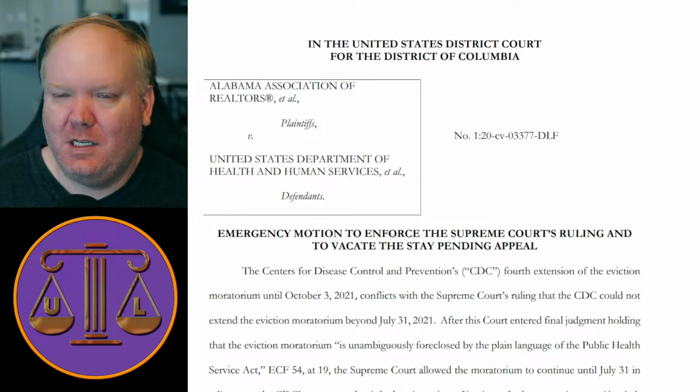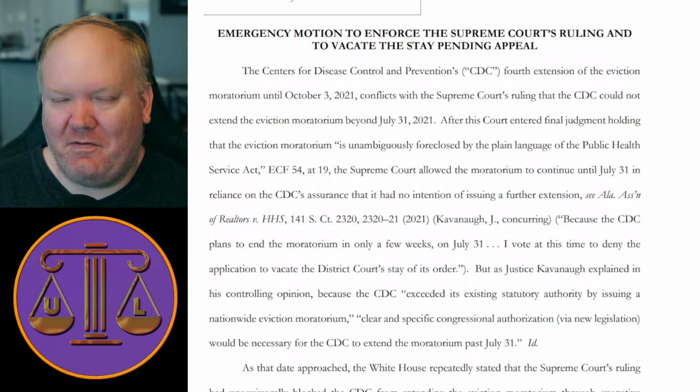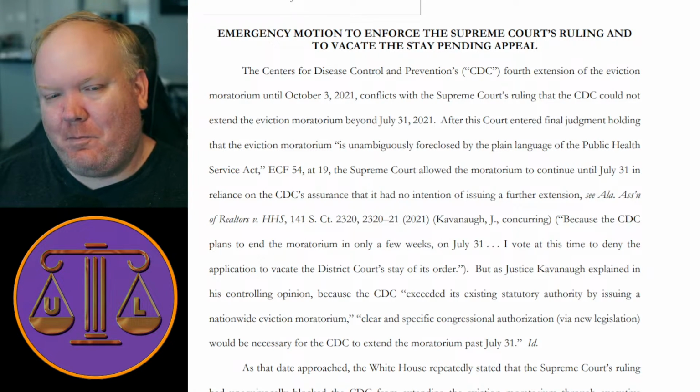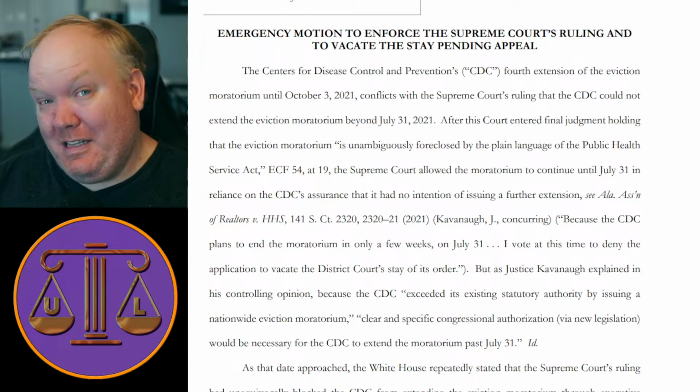Okie doke, here we are. Again, in the United States District Court. Again. Emergency motion to enforce the Supreme Court's ruling and to vacate the stay. The Centers for Disease Control 4th extension of eviction moratorium until October the 3rd conflicts with Supreme Court ruling. The CDC could not extend the moratorium beyond July 31st. That does seem to be the result that Marks would suggest. If 4 people say it's illegal right now, and 1 person says it would be illegal as of July 31st, then 5 people agree it's illegal as of July 31st. That'd be the least common denominator, right?